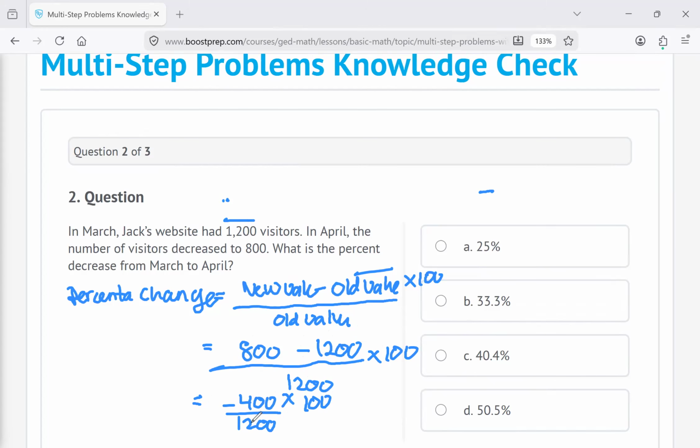And negative 400 over 1,200 is like negative 1/3, times it by 100. And then that is like negative 0.33. So that is going to be a negative 33%. Now you don't see the negative because they assume it's a decrease, right? So it's going to be this one.